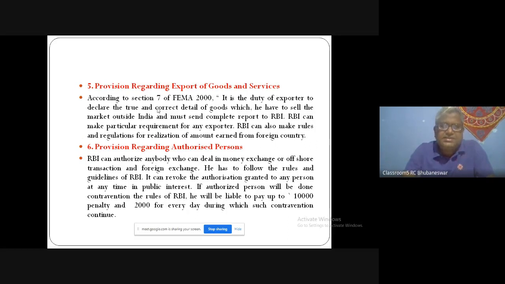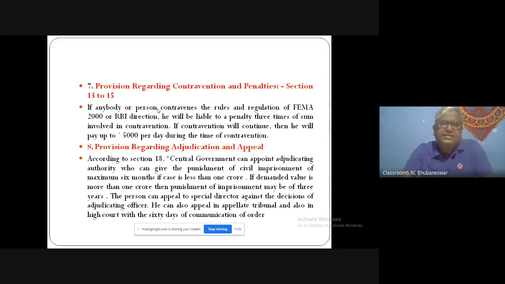And section 7 is related to goods and services. And section 8 relates to the authorized person. What does it say? If the authorized person contravenes the rules of the RBI, he is liable to pay a 10,000 penalty or 2,000 on every day of the contravention. Means if any dealer in money exchange or offshore exchange disobeys or revokes some authorization, then he has to pay. Sections 13 to 15 are also related to contravention penalties. Section 18 is related to adjudication of appeals.